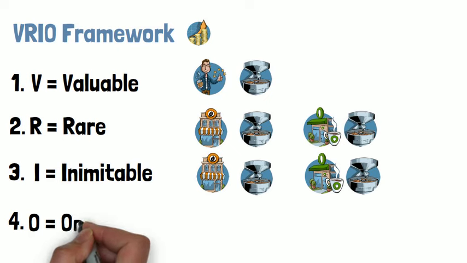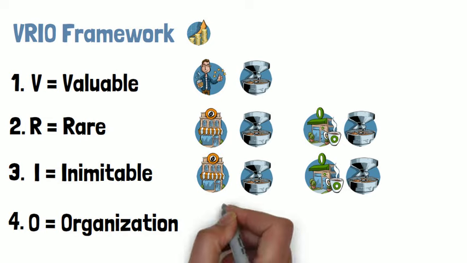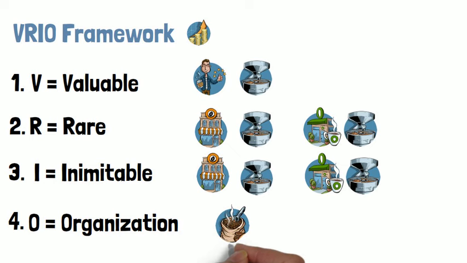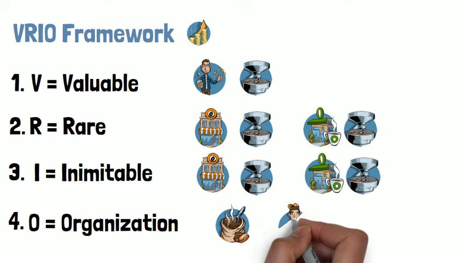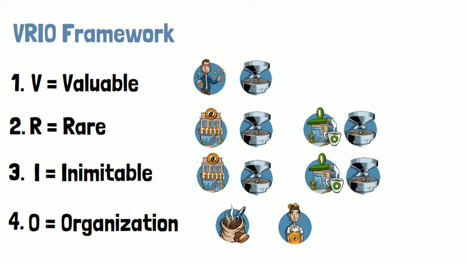Finally, the company needs to be organized optimally to coordinate and obtain benefits from its unique resources. If you are the company with the best coffee roasting machine, you must make sure that you have the right suppliers of raw coffee beans and that your staff knows how to operate the machine. Without proper organization, your competitive advantage may remain unused.